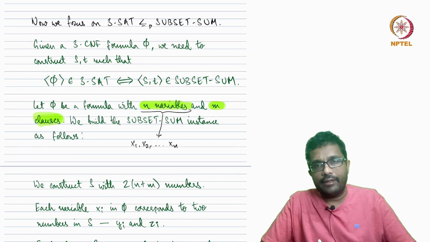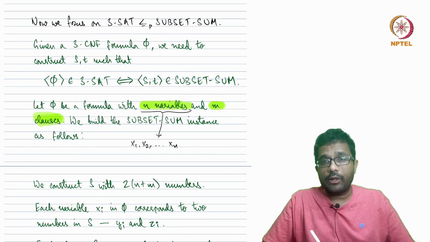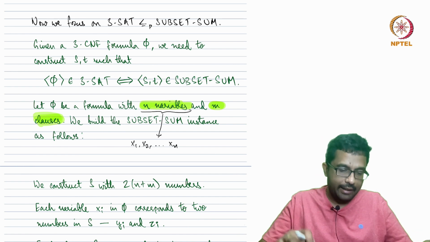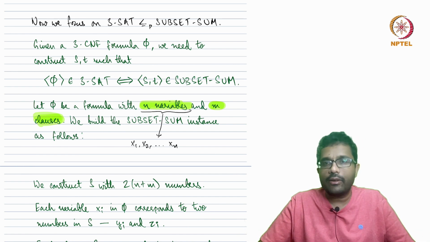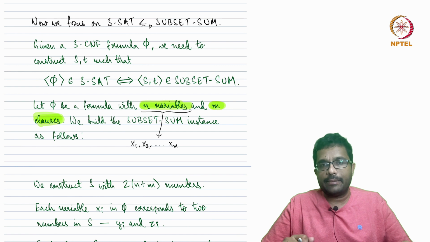Let these be the n variables, okay? And so we have an AND of clauses where each clause is an OR of three literals, right? The literals could be of the form xi or xi complement, right? Now we will say how to construct the subset sum instance, right?